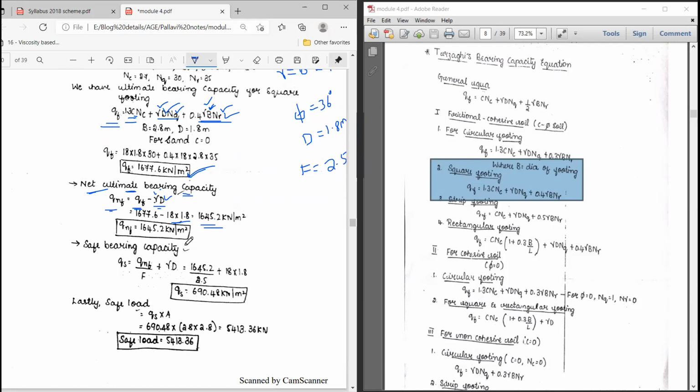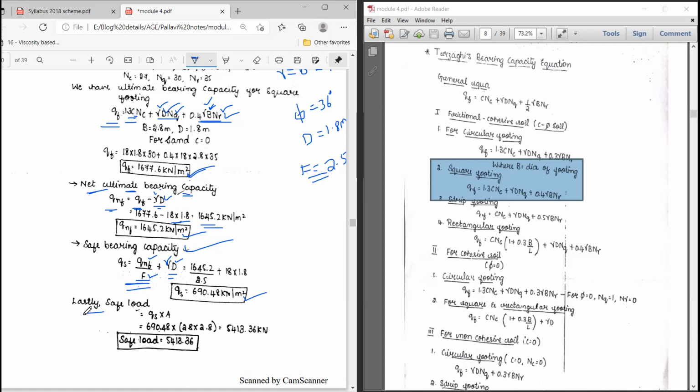Now, safe bearing capacity is given by the formula Q suffix S is equal to net ultimate bearing capacity divided by factor of safety plus gamma into D, as I explained in your previous class. Now all the values are available. Q suffix NF, the net ultimate bearing capacity, you found in the previous step. Gamma is 18, the depth is 1.8, and the factor of safety is 2.5. Substitute all the values and the safe bearing capacity of the soil is 690.48 kilonewton per meter square.